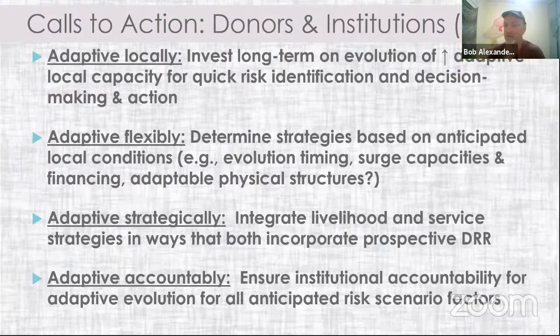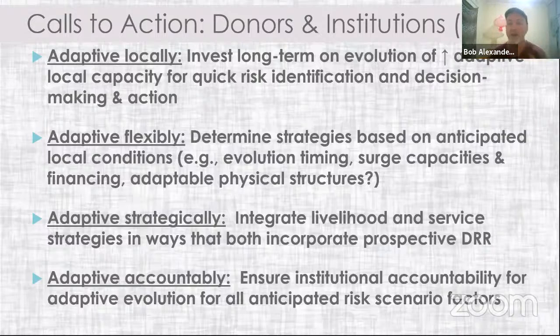Another thing is being adaptive flexibly. We need to be able to think about and anticipate what the local conditions are going to be. Thinking about how to make this evolution fit with what that's going to be. Making sure that we have capacities for surge when certain things happen. Making sure that we have the financing available, as I just said. Even physical structures. Some physical structures, it's possible to make them adaptive and to be thinking about technologies and what we can do to make that so that we're not static and that they can adapt.